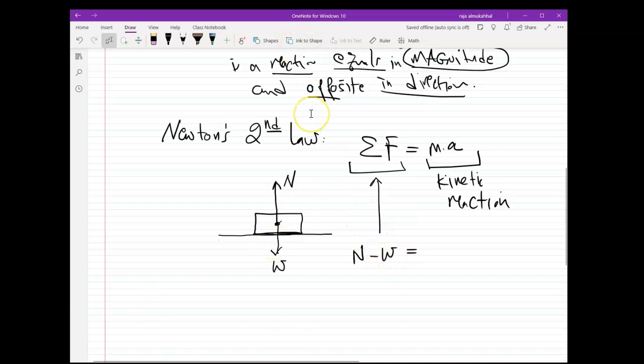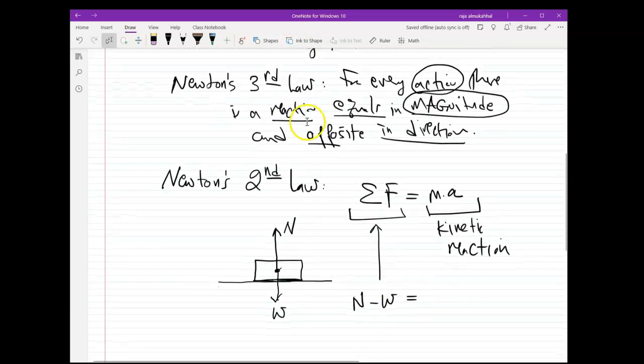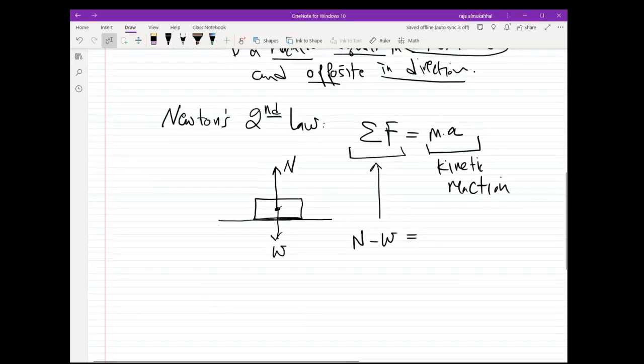According to Newton's third law, for every action there is a reaction equal in magnitude. We are talking about magnitude here. And opposite in direction. There we go. They are opposite. The normal is positive. The weight is negative, as you can see in the picture here. And that will give us really zero because they're equal. In other words, it doesn't give us a kinetic reaction. It doesn't give us motion. And that's okay. You got it?